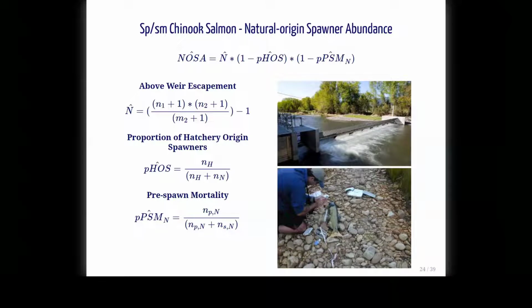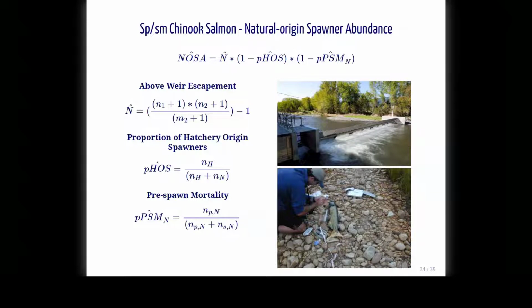Okay. So I want to jump into an example of how all this works. I'm going to talk about natural origin spawner abundance here. And for the purposes of this presentation, I'm going to do a fairly simple approach. We're going to calculate it using an adult weir escapement. We're going to use the proportion of hatchery origin spawners to adjust it to natural origin fish only. And we're going to back out some pre-spawn mortality fish.